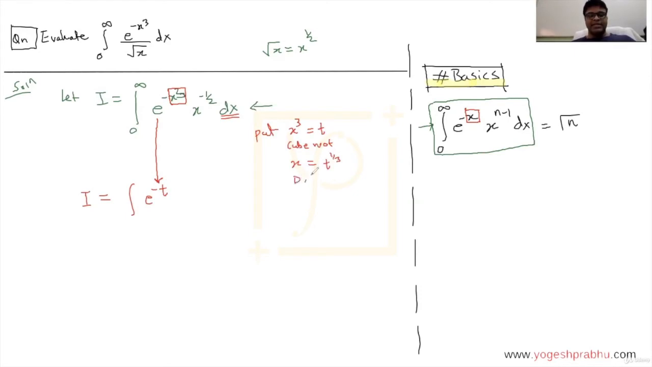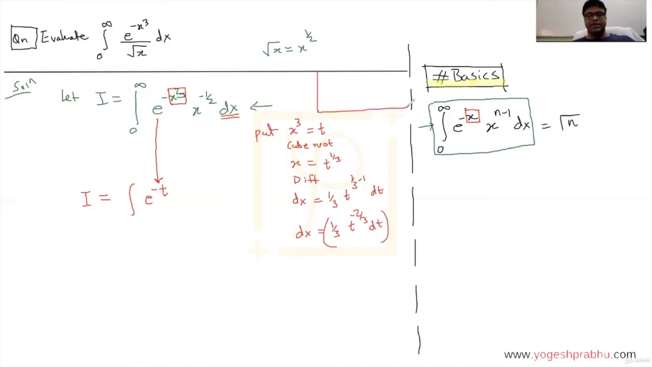And now I'll differentiate this. If I differentiate, it will become dx is equal to the derivative of t raised to 1 by 3, which is going to be 1 by 3 t raised to 1 by 3 minus 1 dt. So I'll write dx is equal to 1 by 3 t raised to, now let's simplify this, 1 by 3 minus 1, that's minus 2 by 3, dt. So that's the replacement I got for dx.